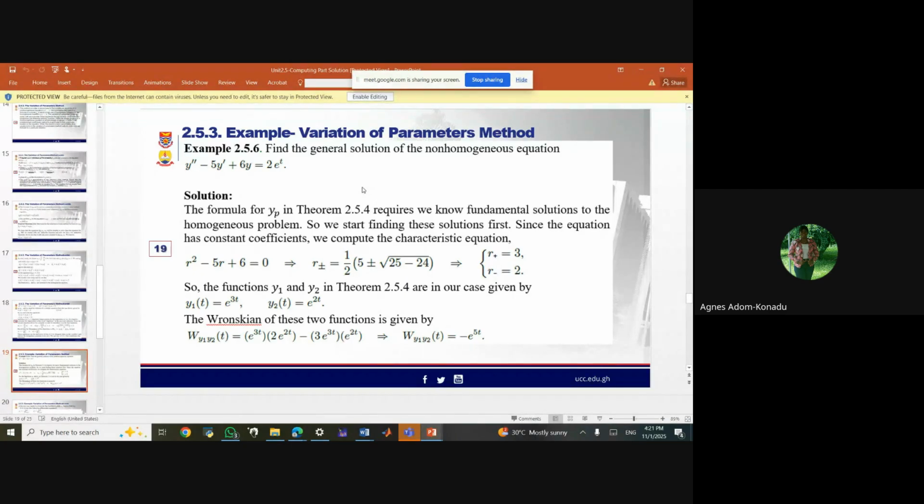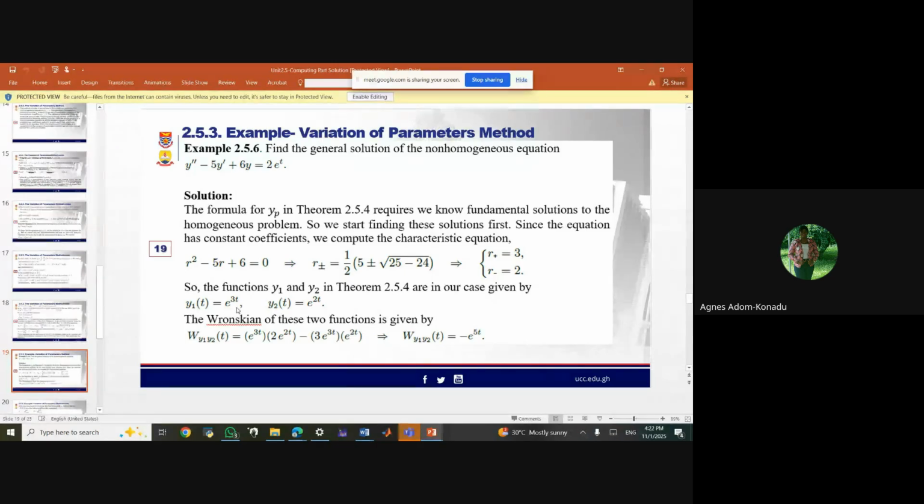It says, find the general solution of the non-homogeneous equation thus. So we have to find the homogeneous parts. For the homogeneous part, we know that you have to get the characteristic polynomial, and the roots you're going to get are 3 and 2. So your solution y1 is equal to e to the power 3t, and then the other one will be e to the power 2t.